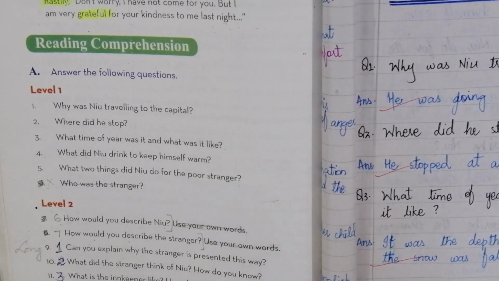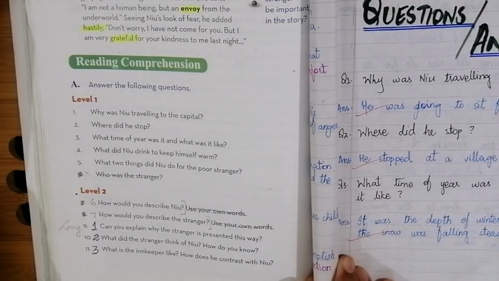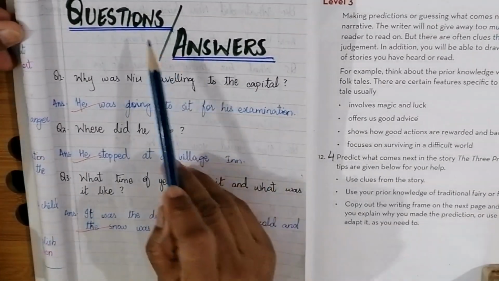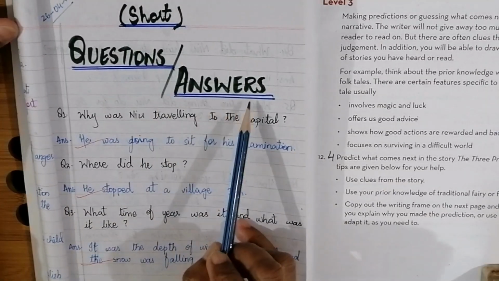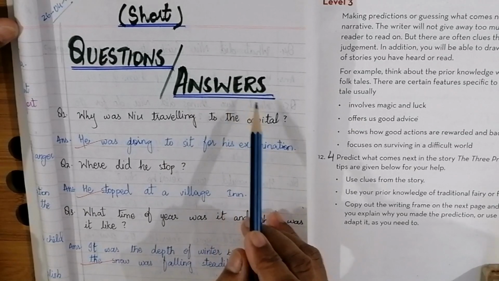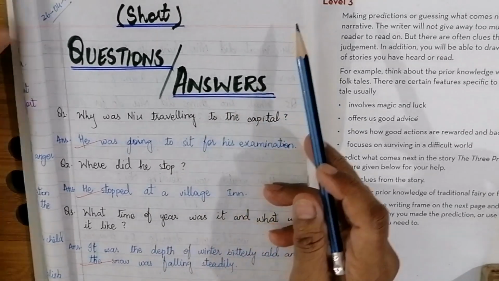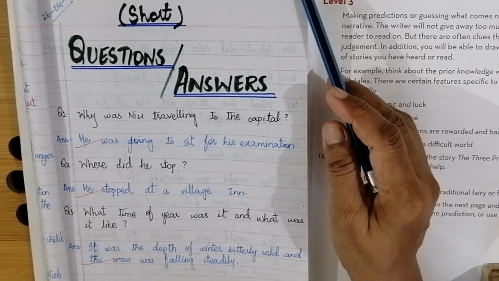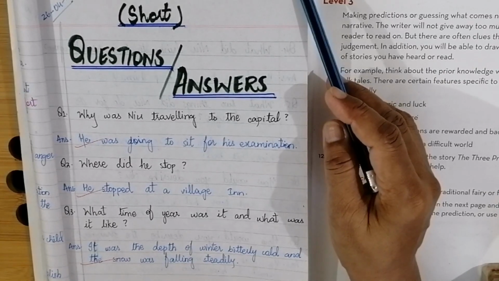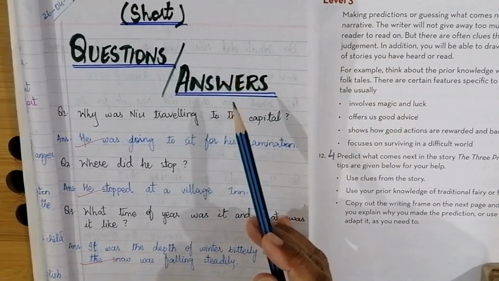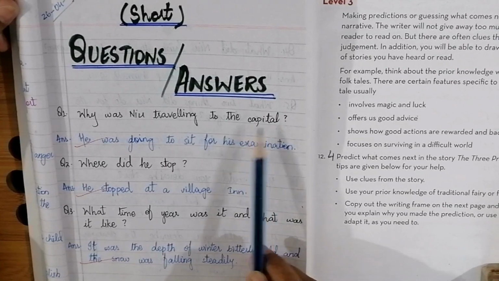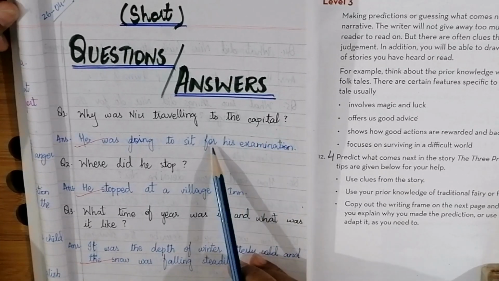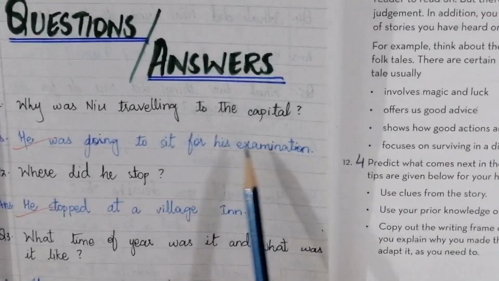For that, holding a black cut marker in hand, you are going to write down the heading of the question answers, and obviously you are going to mention the category also. Using a black pointer, we are going to write down our question, and the question is, why was New traveling to the capital? After completing the question, you come on the new line and you will write down the answer.